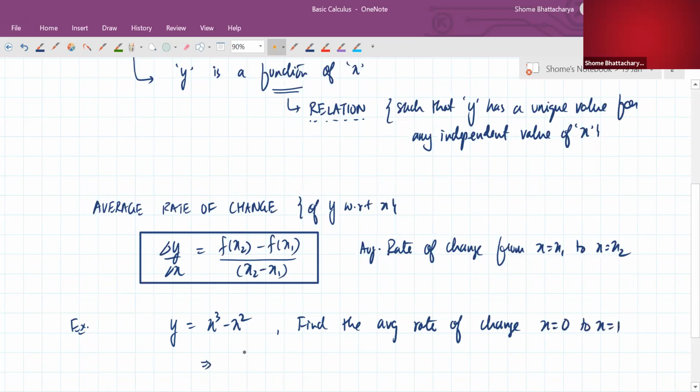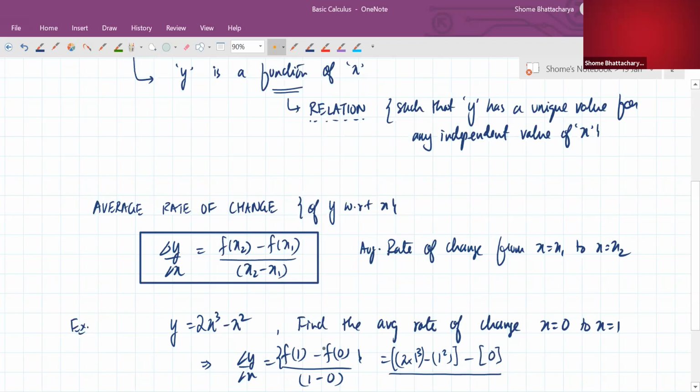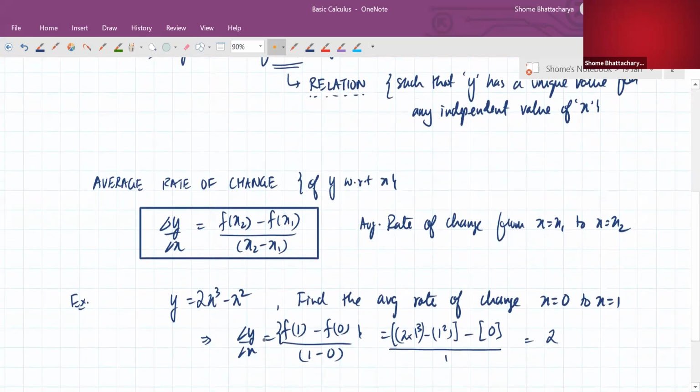So we just have to understand here that delta y by delta x will be equal to the value of the function at x equal to 1 minus the value of the function at x equal to 0 upon the change in x, which is this. Okay. So the value of the function will become, let's make this 2x cube minus x square. So this is 2 into 1 cube minus 1 square. This is the value of the function at x equal to 1 minus, of course, 0, which is the value of the function at 0, okay, divided by 1. So as you can see, this becomes 1 in value terms: the average rate of change's value becomes 2 in this particular case.